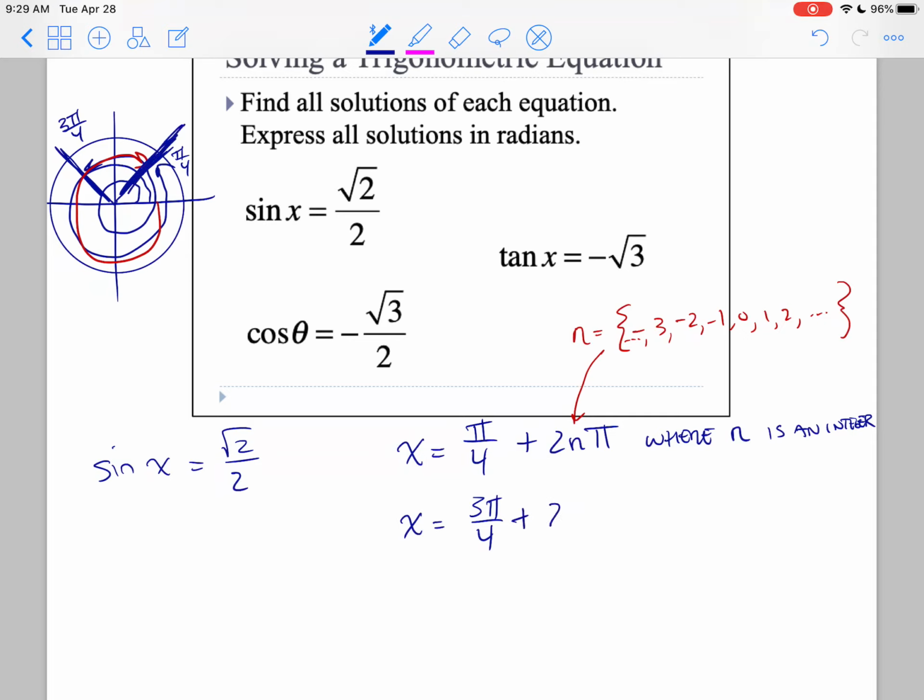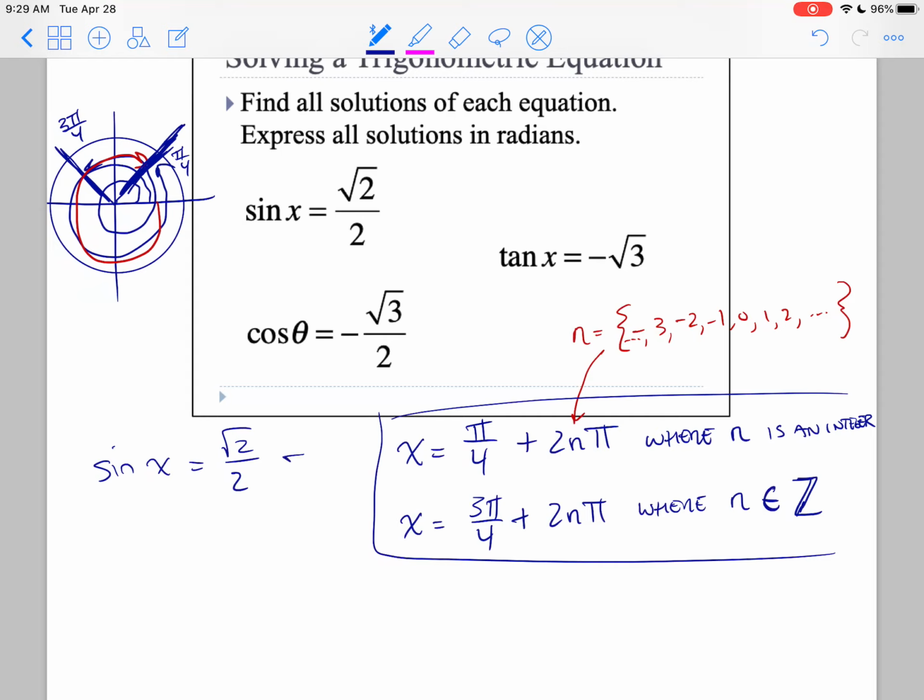So I'm going to do the same thing for all of the angles that are in the second quadrant. And so I can say where n is an integer, and I can write it out, or I can use this mathematical symbol here. This is an epsilon, which means contained within, and then this is the symbol for the set of integers. It's a bold Z. So I'll take either one. And these are all the solutions to this equation right here.